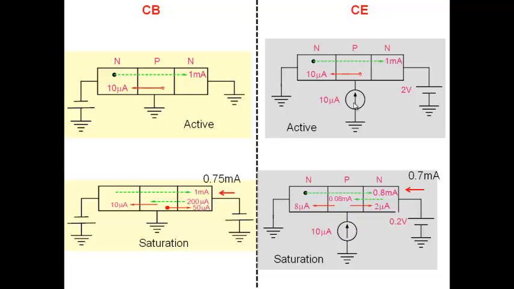I'm not keeping base emitter voltage constant here. The base current is constant. So now note that when base current is constant, let's say 10 microamperes, the collector base junction is reverse biased. This junction is reverse biased.